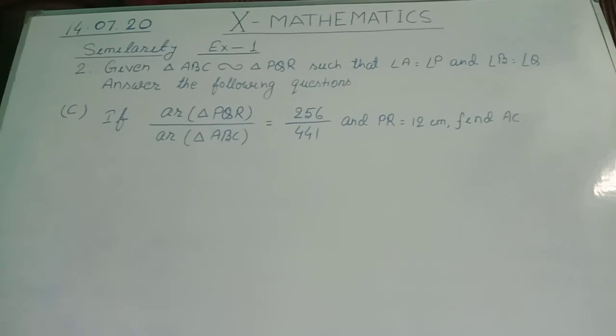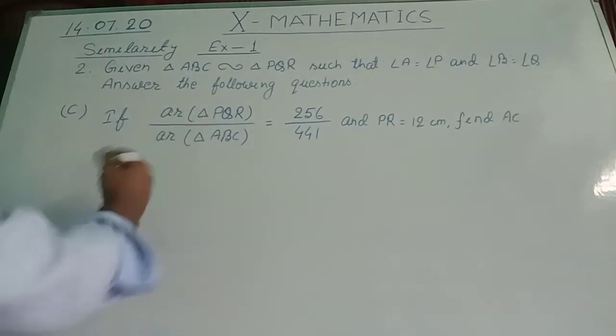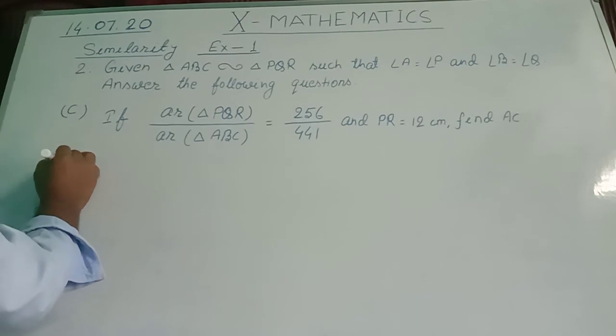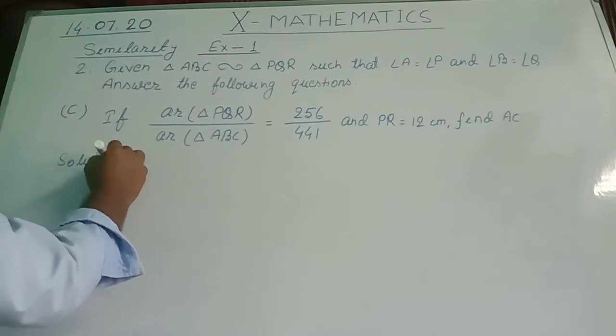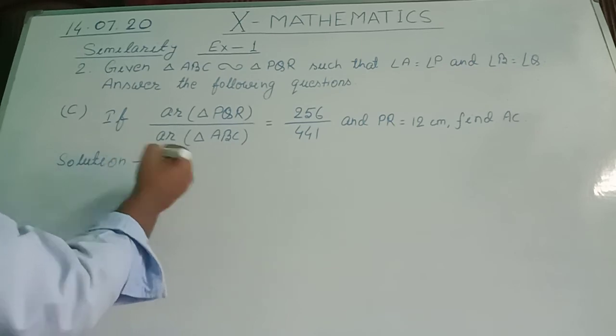In question number 2C, if area of triangle PQR by area of triangle ABC equal to 256 by 441 and PR equal to 12 centimeter, then find AC. Our way of solution will be the same. It is better if you follow the same way of solution.